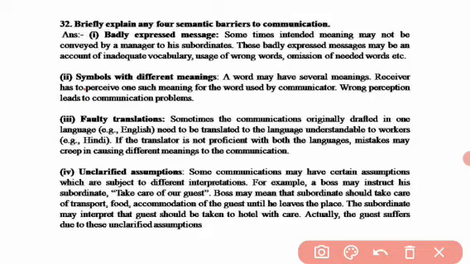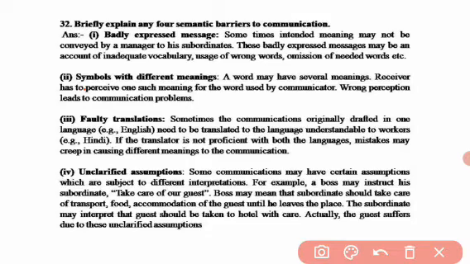Next, unclarified assumptions. Some communications may have certain assumptions which are subject to different interpretations. For example, a boss may instruct a subordinate to take care of a guest. The boss may mean that the subordinate should take care of transport, food, accommodation, etc., but the subordinate may interpret that the guest should be taken to the hotel with care. So like this, unclarified assumptions also take place while communicating.